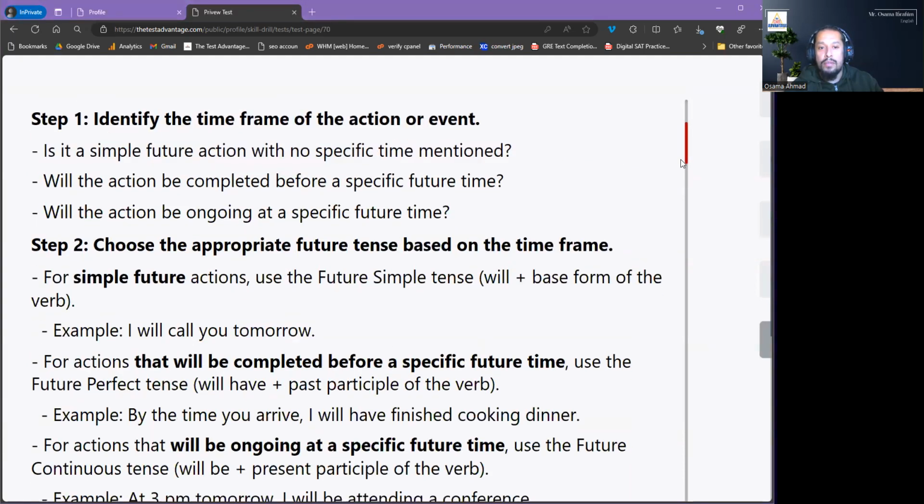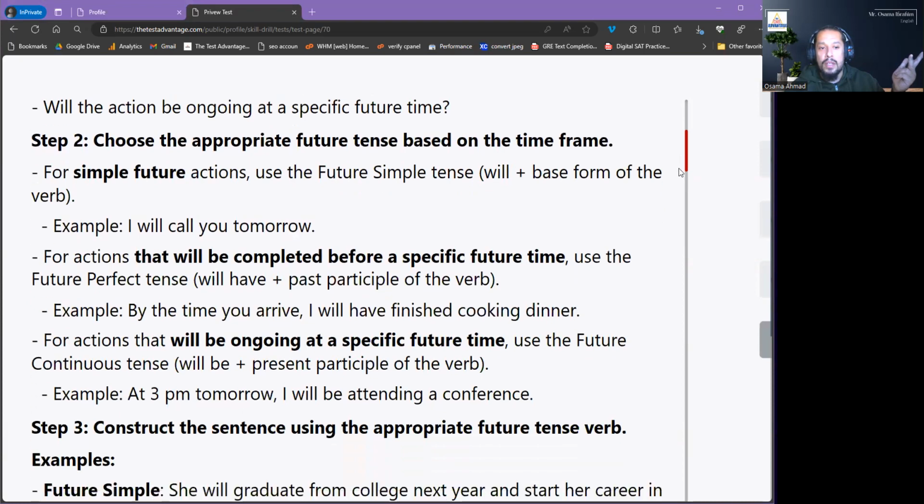So you have to ask yourself, will it have no specific time, before a specific time, or during a specific time? Now, you have to make sure you choose the appropriate future tense based on the time frame. So simple future actions use future simple tense, will plus verb. I will call you tomorrow. Okay? So they're for simple future actions.